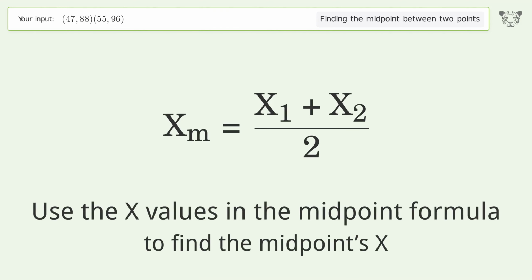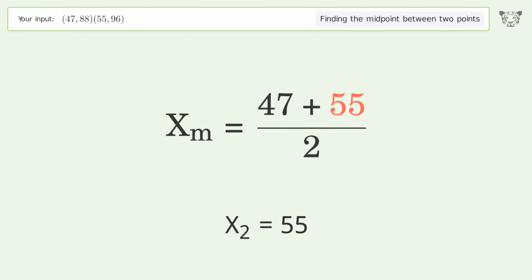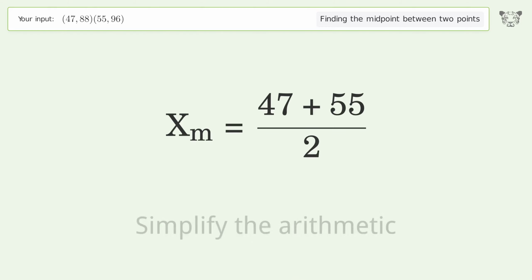Use the x values in the midpoint formula to find the midpoint's x. x1 equals 47. x2 equals 55. Simplify the arithmetic.